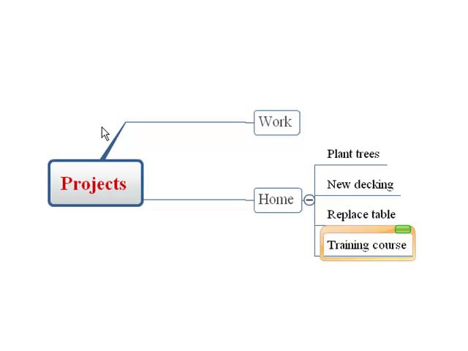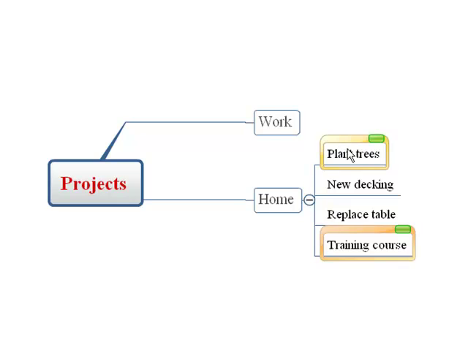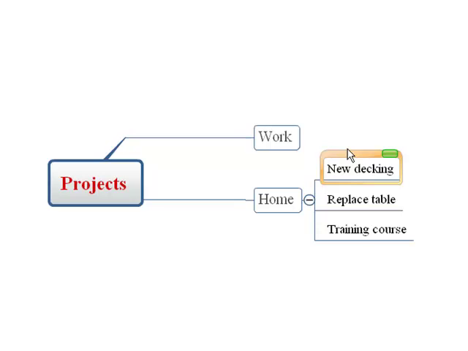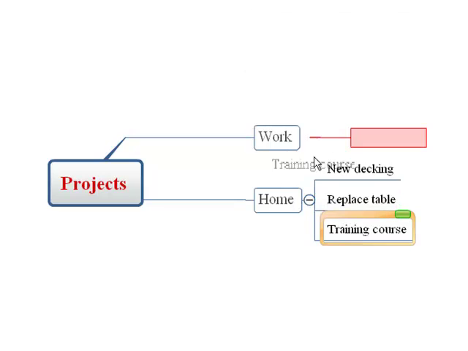To delete a topic, select it with your mouse and press the Delete key. To move a topic to a new parent topic, click and hold it with your mouse and drag it to where you want it to go. The red box shows you where it will go when you release the mouse button.